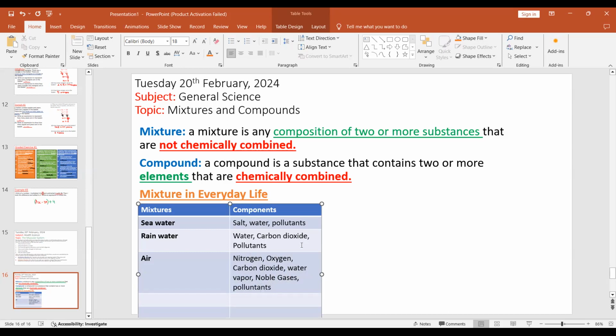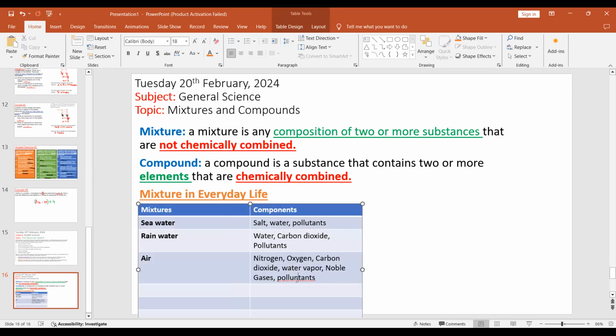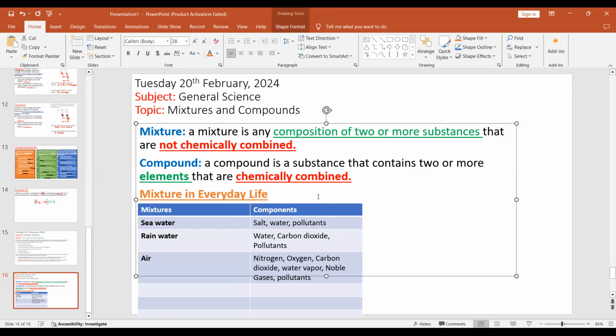Now, which gas do you think is the most common, or is in the most percentage inside of air? Nitrogen. You sure it's not oxygen? It's nitrogen. Very good. Nitrogen. About how much percent of the air is nitrogen?